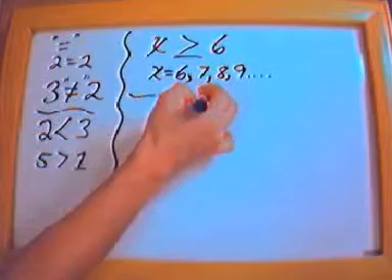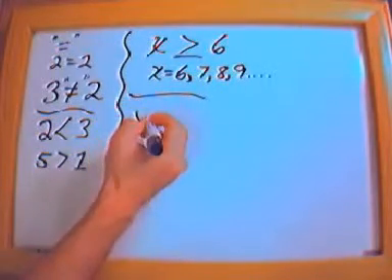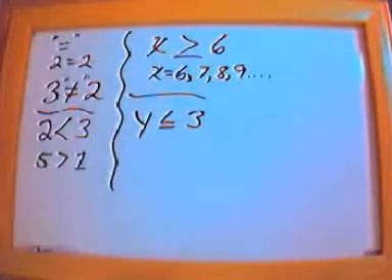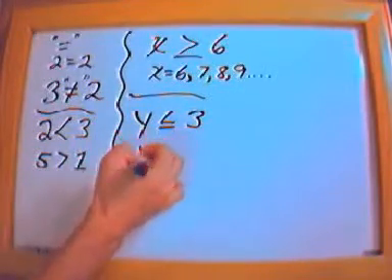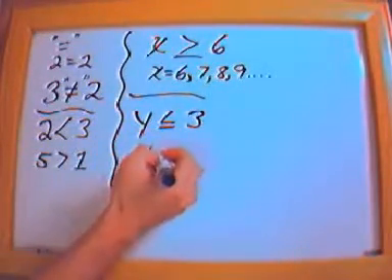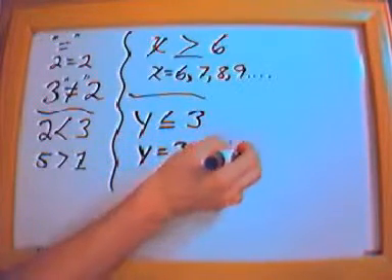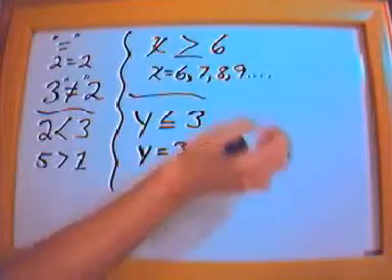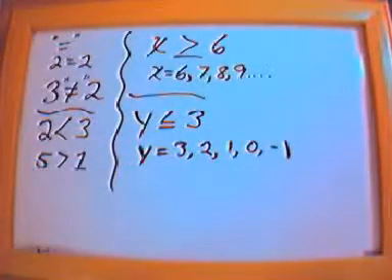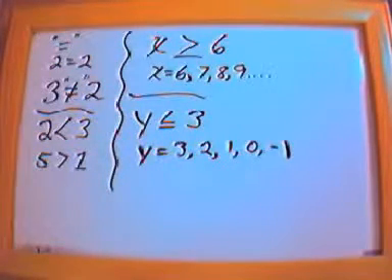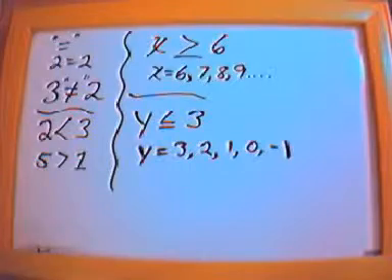And there's also an equivalent less than or equal. You can say y is less than or equal to 3. And that means that y must be either 3, 2, 1, 0, -1, etc. So basically you have greater than or equal to, less than or equal to. And that's going to be pretty important later on.